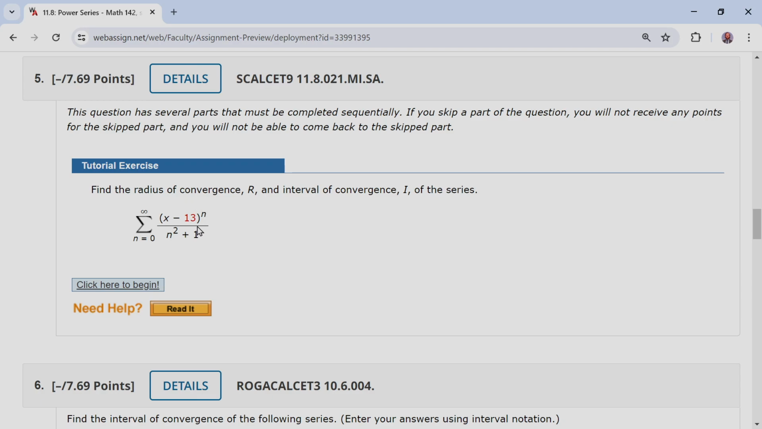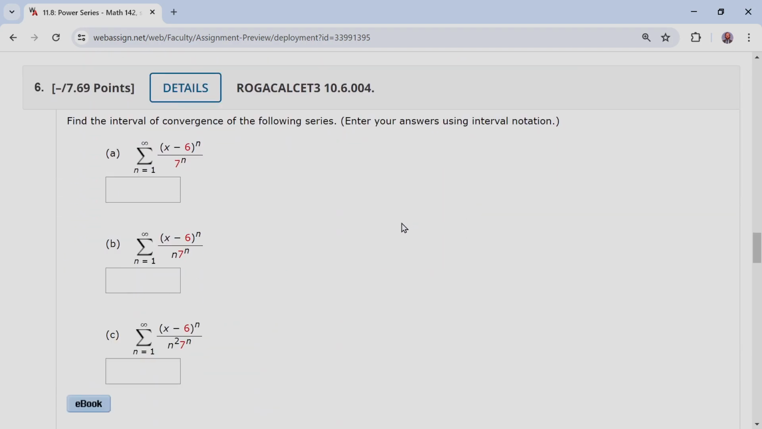So now, we're looking between 12 and 14, but what about x equals 12? Plug in x equals 12, what happens? You're going to get an alternating series that converges. Plug in x equals 14, what happens? You're going to get a non-alternating series that's basically a p-series. You could run a limit comparison test to get the result there, and I believe you'll get convergence as well. So this should include both endpoints, 12 and 14, and the tutorial exercise should probably walk you through the details.